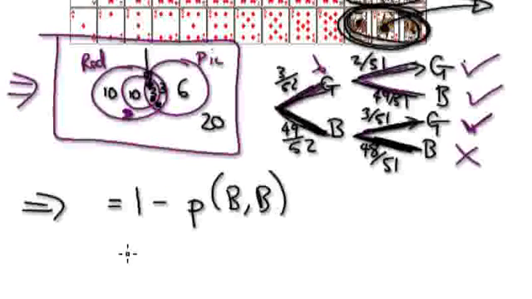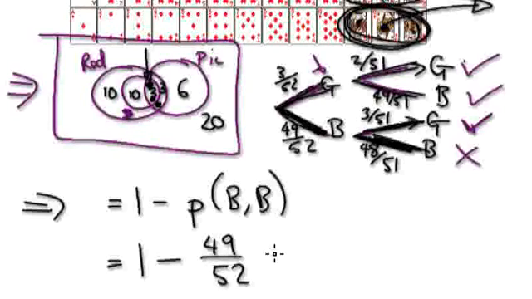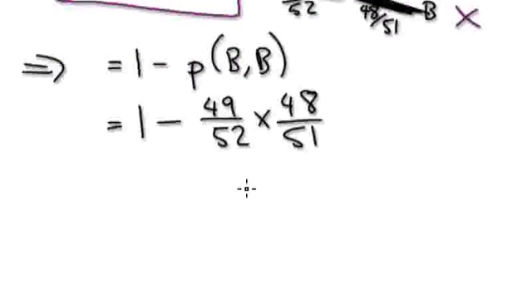Okay, so what is the probability of bad and bad? It will be 49 over 52 times 48 over 51. Okay, remember multiplications are more important than subtraction, so you've got to do this first anyway. So we don't really need the brackets. Anyway, let's work this out.